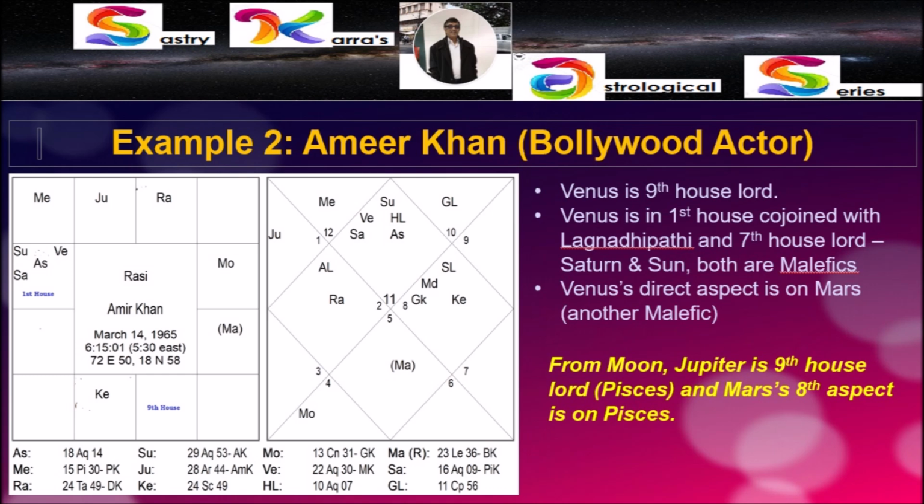Now look at who is the ninth house lord. The ninth house lord is Venus. The natural seventh house lord is Venus, and for this particular native, the ninth house lord is Venus. So let's see where Venus is residing. Venus is residing in the first house. That means Venus is residing in a house owned by the malefic planet Saturn, and Venus is co-joined with Saturn and Sun. Both are malefic planets, Saturn being the first house lord and Sun being the seventh house lord. And Venus is having a direct aspect on the seventh house, where another malefic planet Mars is residing. So this itself tells you that there is a high possibility for this particular native to have an unconventional marriage.